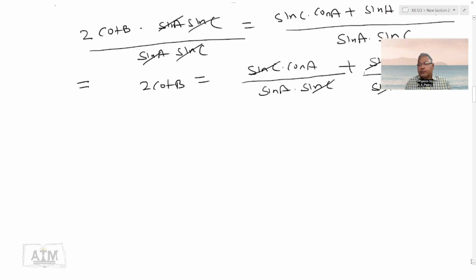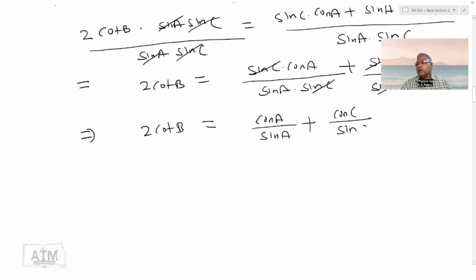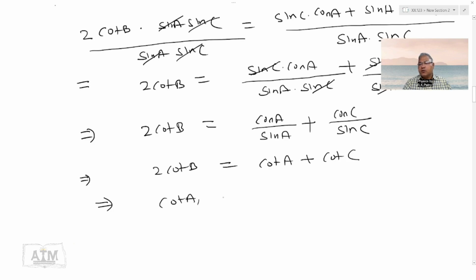This implies 2 cot B equals cos A upon sine A plus cos C upon sine C, which implies 2 cot B equals cot A plus cot C, which implies cot A, cot B and cot C are in AP. Hence proved.